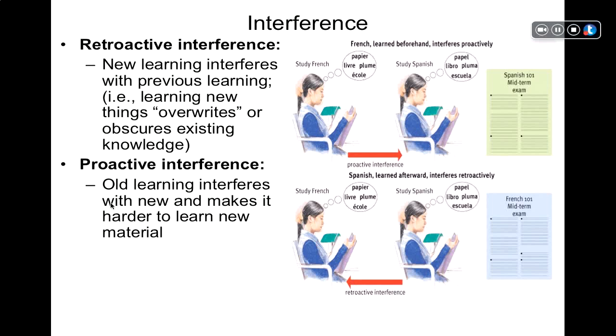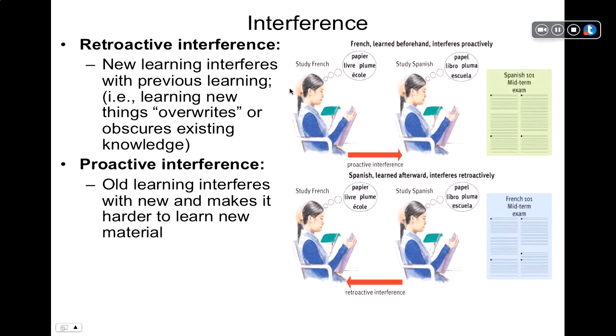So there's two basic brands of interference that can lead us to fail to recall or have difficulty recalling information. Retroactive interference and proactive interference. So think of retroactive interference as when new learning interferes with previous learning. So learning new things can overwrite or obscure existing knowledge.